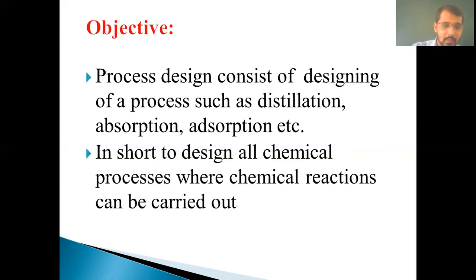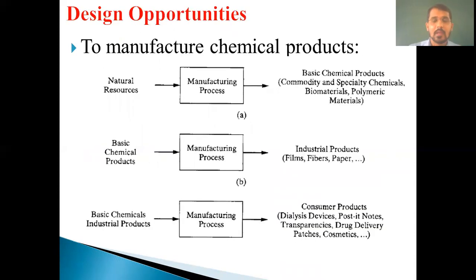After that, we have seen the design opportunity. Design opportunity means there is manufacturing of basic chemical products, for which the raw material is natural resources. Basic chemical products means commodity or specialty chemicals, biomaterials, polymeric materials. After that, we manufacture industrial products. All these are chemical design opportunities. Whatever products we manufacture, a process is required, and to design that process we go for these opportunities. For chemical products, natural resources are the raw material. For industrial products, basic chemical products are the raw material. And finally, for consumer products, basic chemical and industrial products are the raw material.